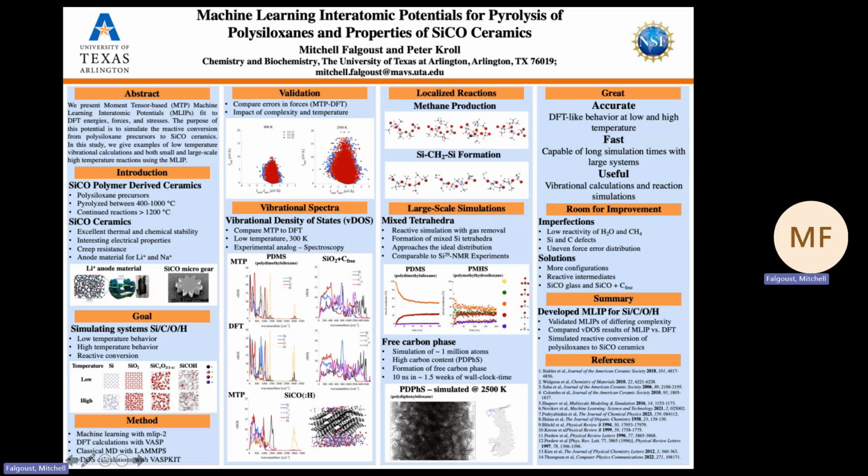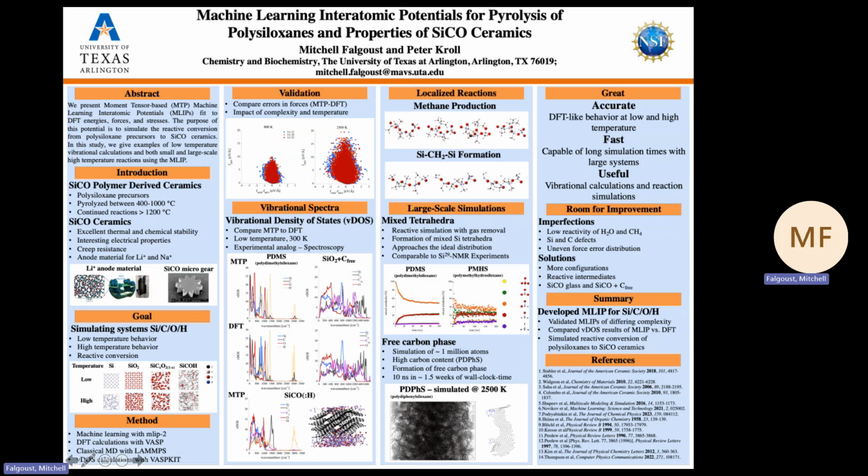So our method is machine learning with MLIP2, which is a software implementing moment tensor potentials for machine learning. DFT calculations are performed with VASP, and from DFT, we essentially save the energies, forces, and stresses and use those for the fitting. And then classical MD and our simulations are carried out with LAMMPS.